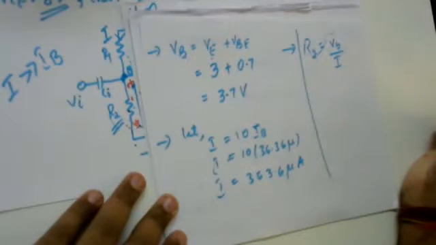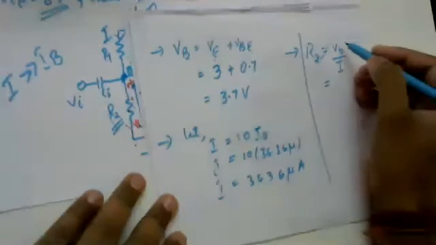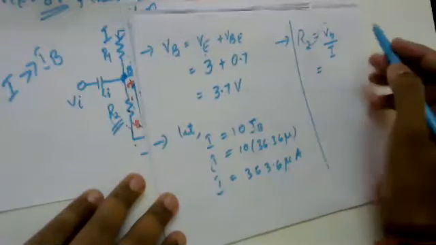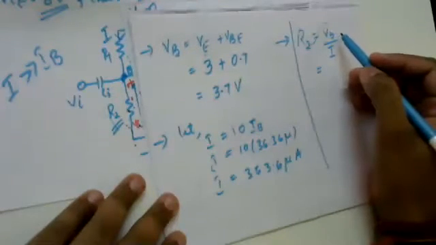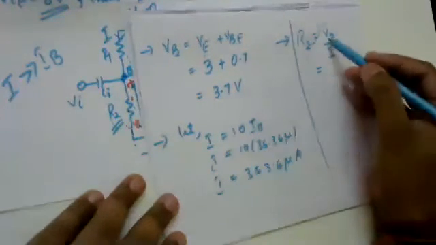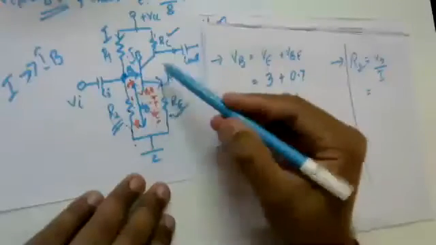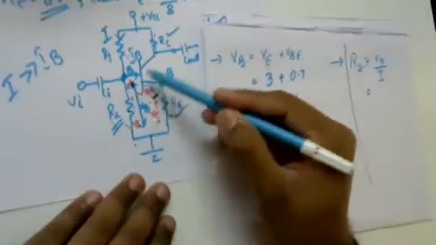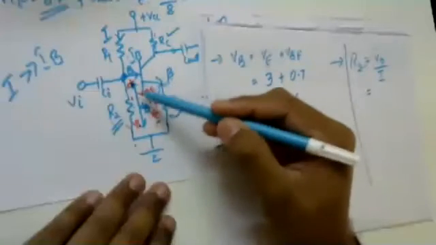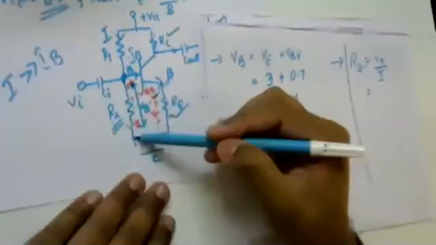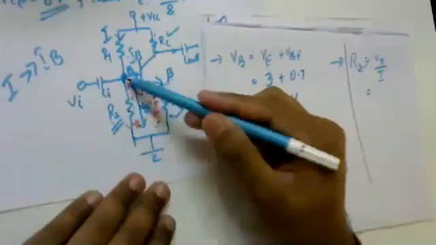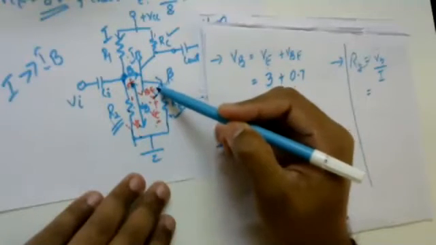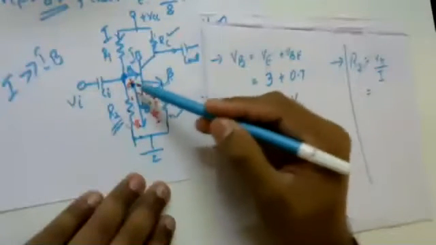VB divided by I. So I know that. It is not VBE. Don't make a wrong assumption. VB is not this. VBE is this. Base emitter voltage is this. This is a VBE. VB is a base voltage. VBE is a base emitter voltage, a drop across the base emitter junction.